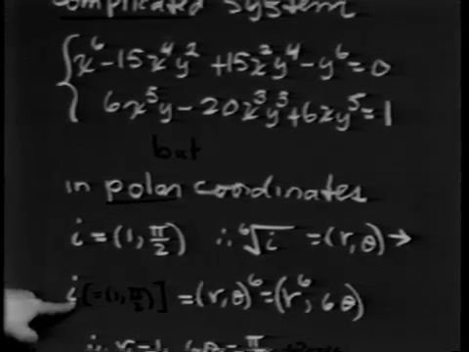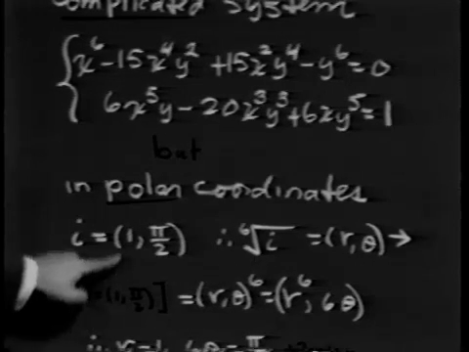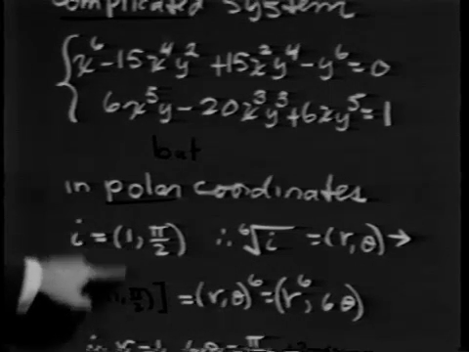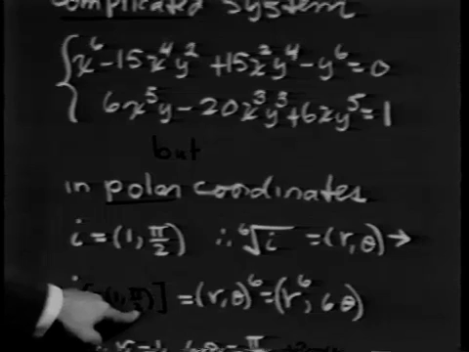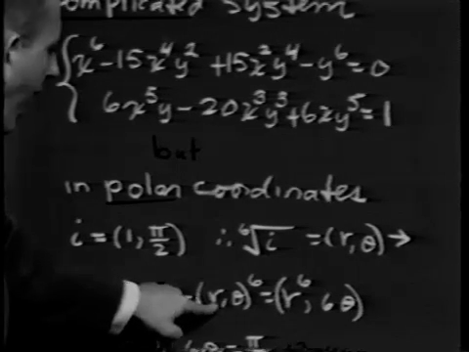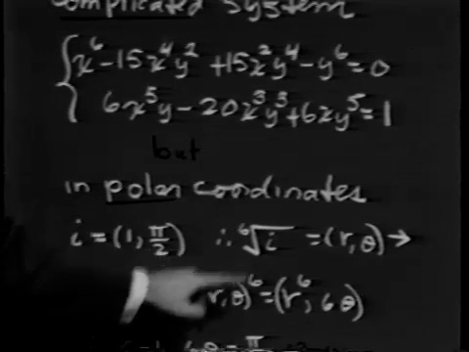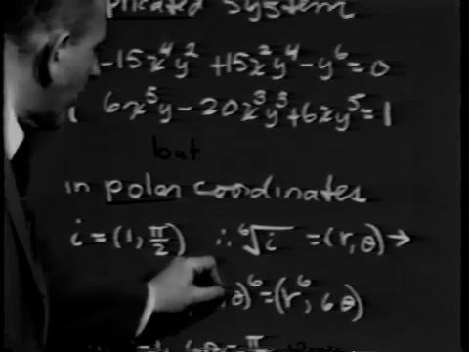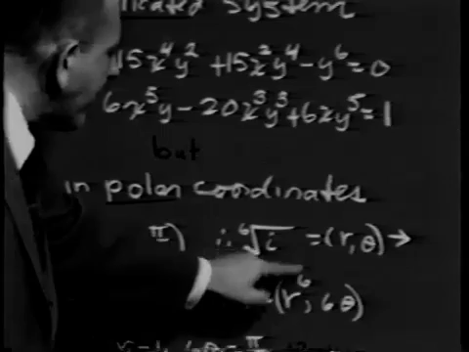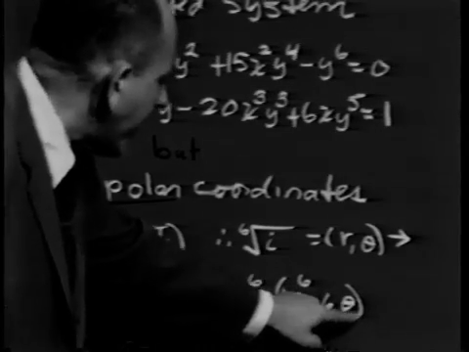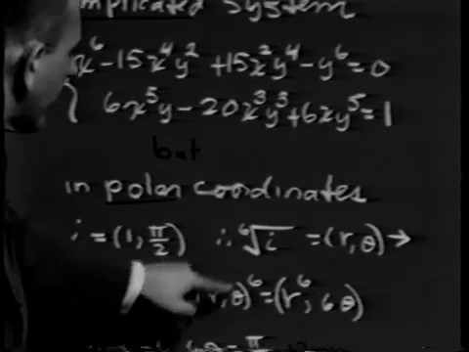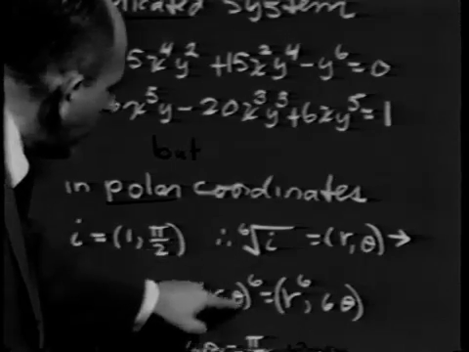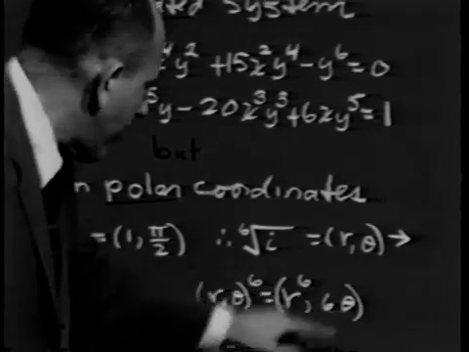If I do that, I wind up here with i, which, to get this all on one line, I just repeat: this is (1, pi over 2) in polar coordinates. And this is (r, theta) to the 6th power. But the beauty of multiplication in polar coordinates is that (r, theta) to the 6th power is (r to the 6th, 6 theta). In other words, you multiply the magnitudes and you add the angles.